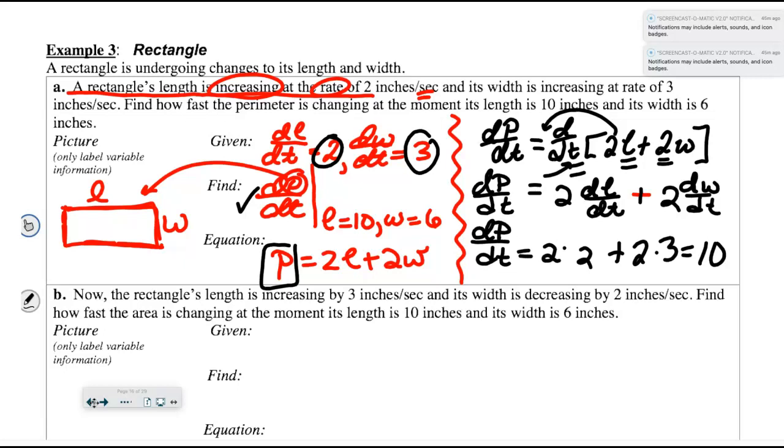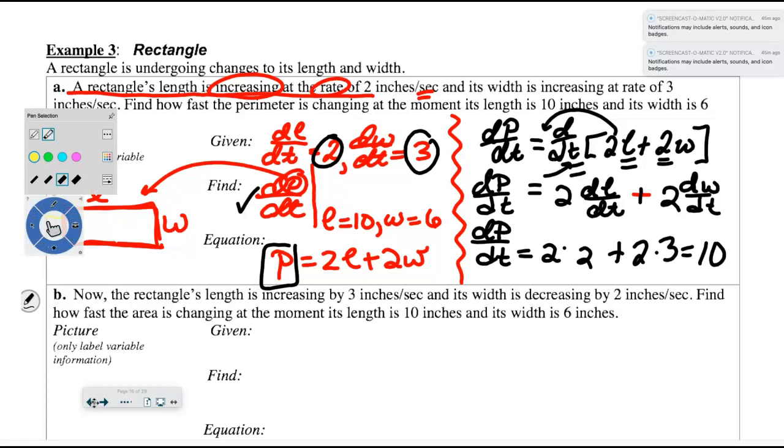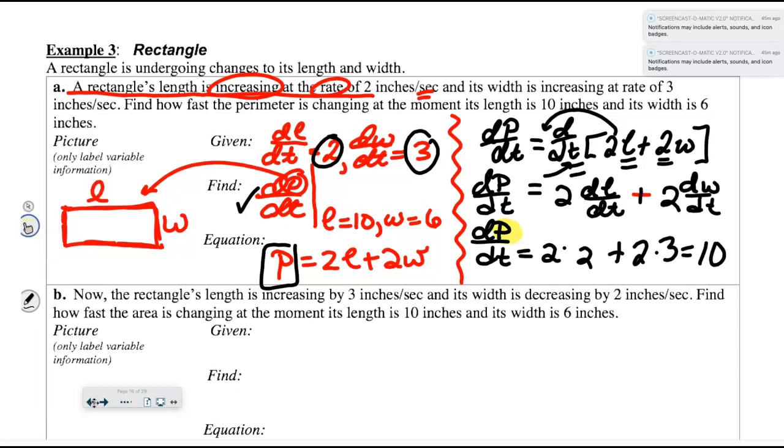It helps to look at that top variable and say, what would it be measured in? Because your work is eventually going to be pretty long. Well, I just found the rate the perimeter's changing. What would perimeter be measured in? Inches. So this will be in inches, and this is per time. So that would be my time unit in this problem, which is seconds.